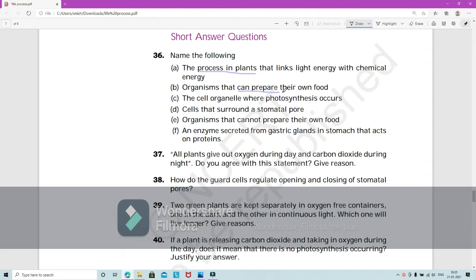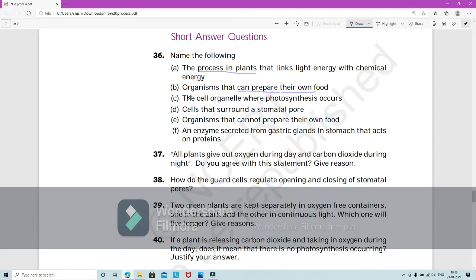Next, organisms that can prepare their own food. Okay, this is the key, their own food, right? So if they are able to prepare their own food, then they are called as the autotrophs. So we are very much aware about these kind of organisms, right? Either it should be autotrophs or heterotrophs. Autotrophs are those that can prepare their own food, while heterotrophs cannot prepare their own food, like humans and etc.